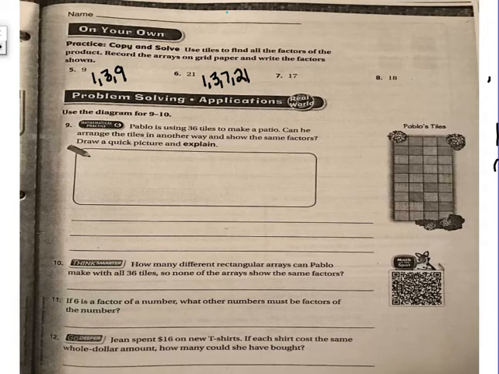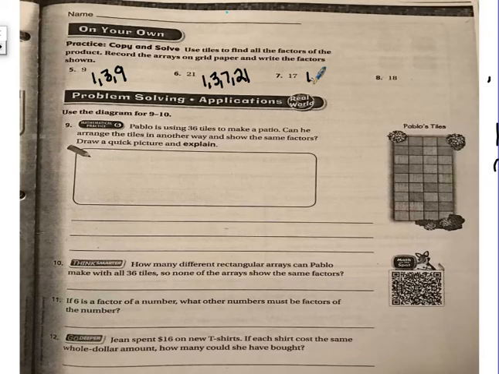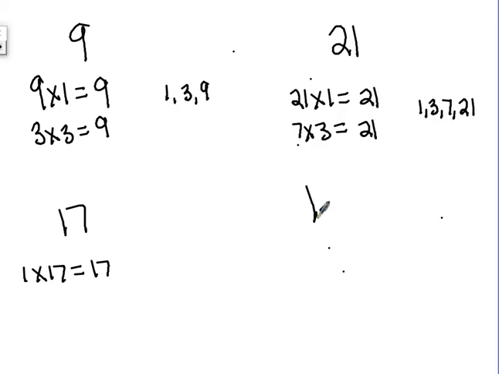Okay, and then we have 17. 1 times 17. And then can you think of anything else that you can take to get to 17? Well, hopefully not, because no other options are going to give you 17. So we're just going to put 1 and 17. Okay? Alright, then the last number is an 18.